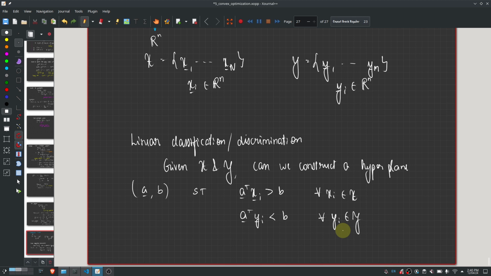Firstly, we don't know if there exists such a hyperplane or not. It's certainly possible that there doesn't. It is impossible to construct such a hyperplane. But if you can construct a hyperplane, then they're called linearly separable. Suppose someone gives you two sets of points which are actually linearly separable. How do you go about constructing such a hyperplane?